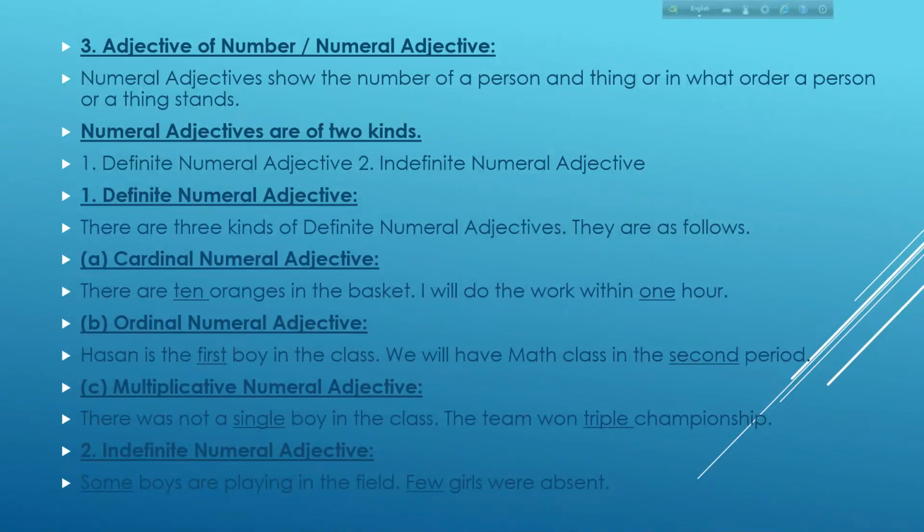Triple are multiplicative. And indefinite numeral adjectives are quite similar to adjectives of quantity, but adjectives of quantity cannot be counted, they can be measured, but here it can be counted. Some boys are playing in the field. Some. Few girls were absent. Few. Here, indefinite numeral adjective.